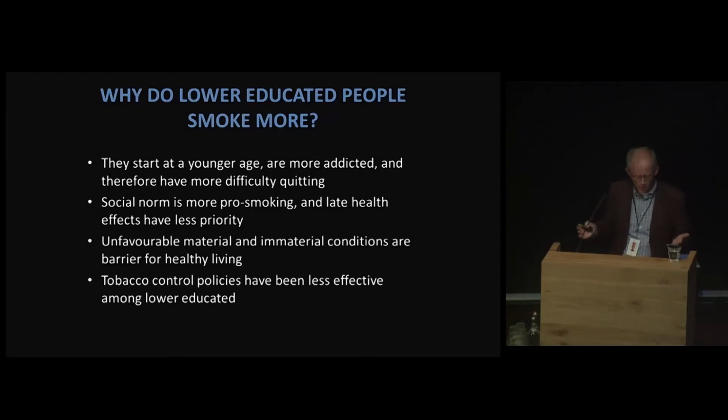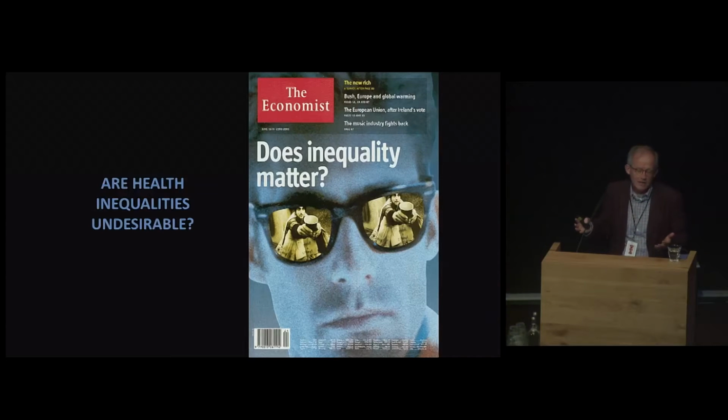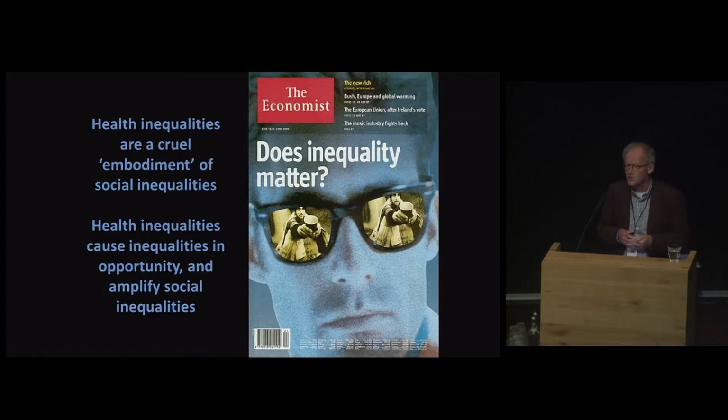So it's a complex story, the explanation of these health inequalities and their persistence. And despite the fact that it's a complex story, many people agree that these health inequalities are undesirable. They are undesirable for two main reasons. First of all, because they are a cruel embodiment of social inequalities. They are the consequence of the existence of social inequalities in our societies. And while many people will not object to the fact that higher educated people have a higher income than lower educated people, many people will object that they also live longer. Why is it necessary that higher educated people live longer than lower educated people? It's a somewhat cruel embodiment of these social inequalities.